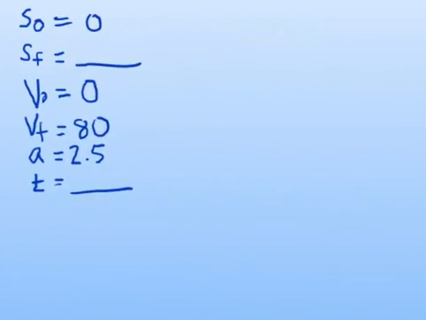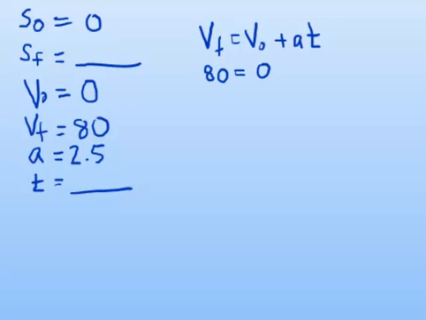Typically, anytime I use a formula, I will first write the formula down. This is very helpful to your teacher to know what you're thinking and what you're trying to accomplish. Then, underneath it, I will start to put in the numbers from the problem. So, in this case, 80 is our final velocity. 0 was our initial velocity. And the acceleration is 2.5 times t.